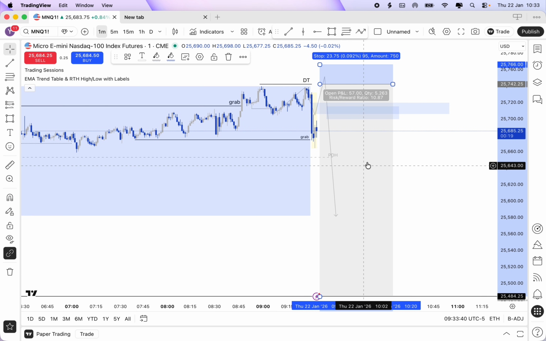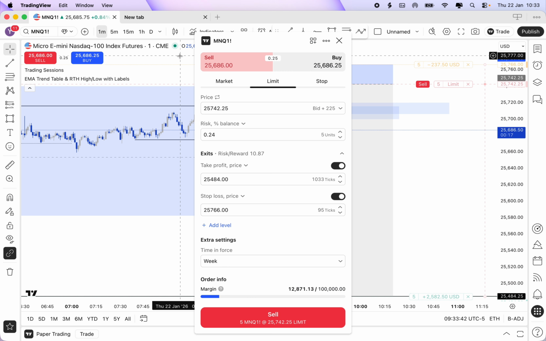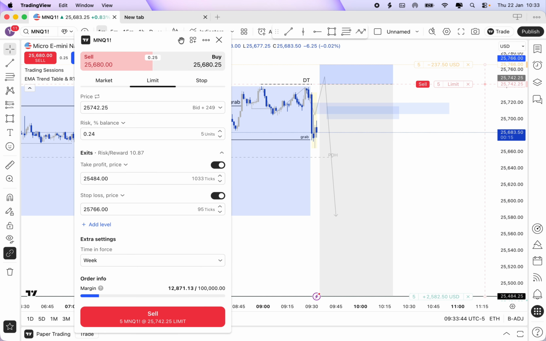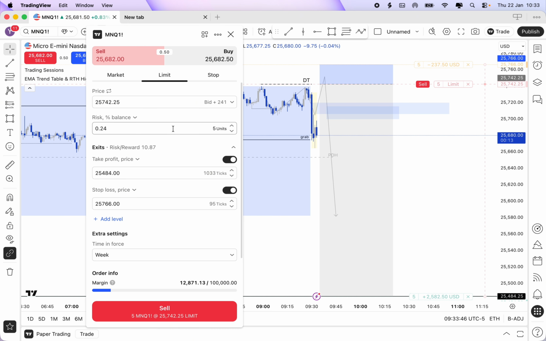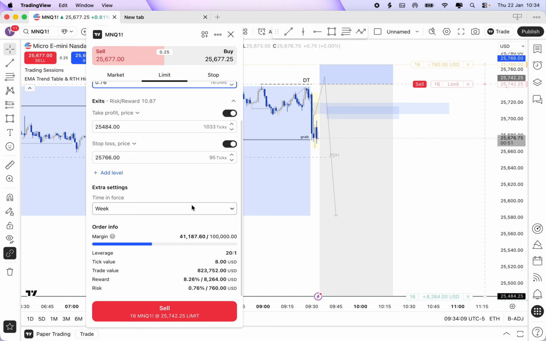Let's just quickly estimate how many contracts this would be while we're waiting. Oh, it calculates automatically? Oh, no, it doesn't. Okay. So we want to risk about 1,000 because we have $100,000 account. Fake money, of course. So what's the margin? We got 20 to 1.